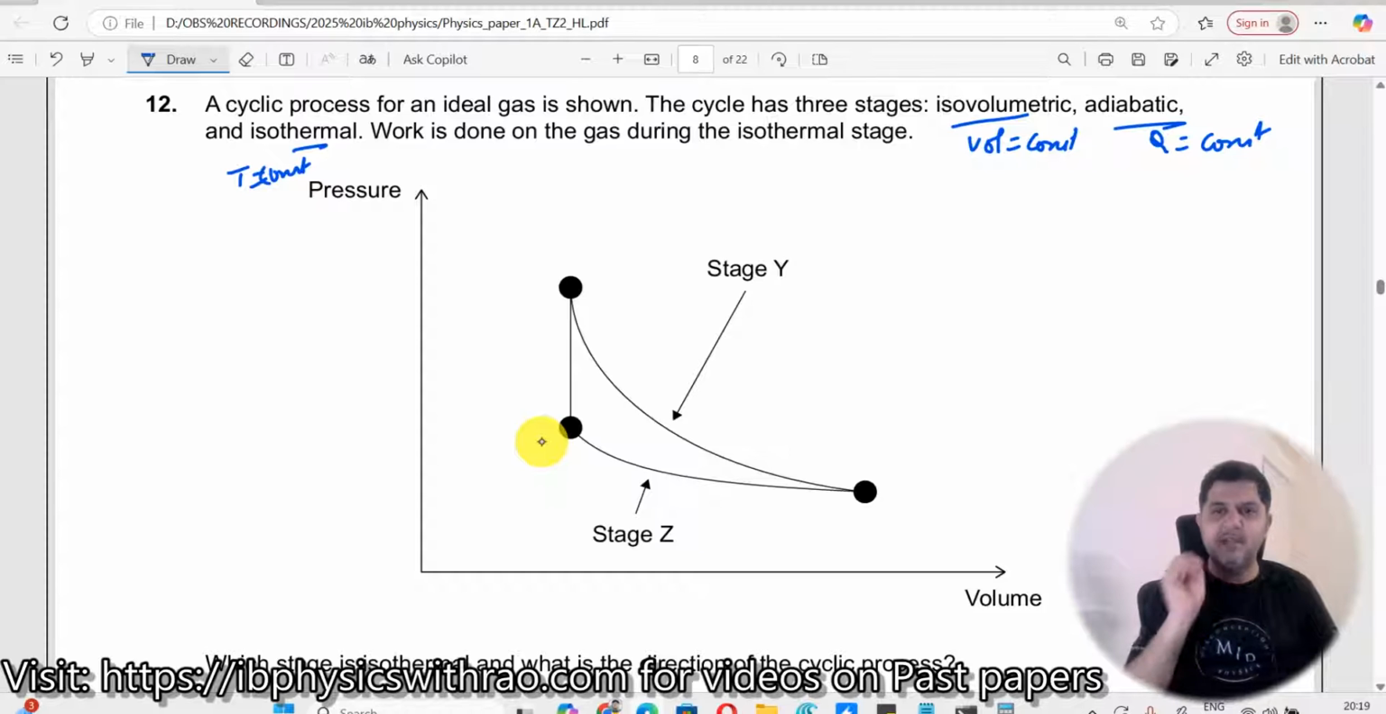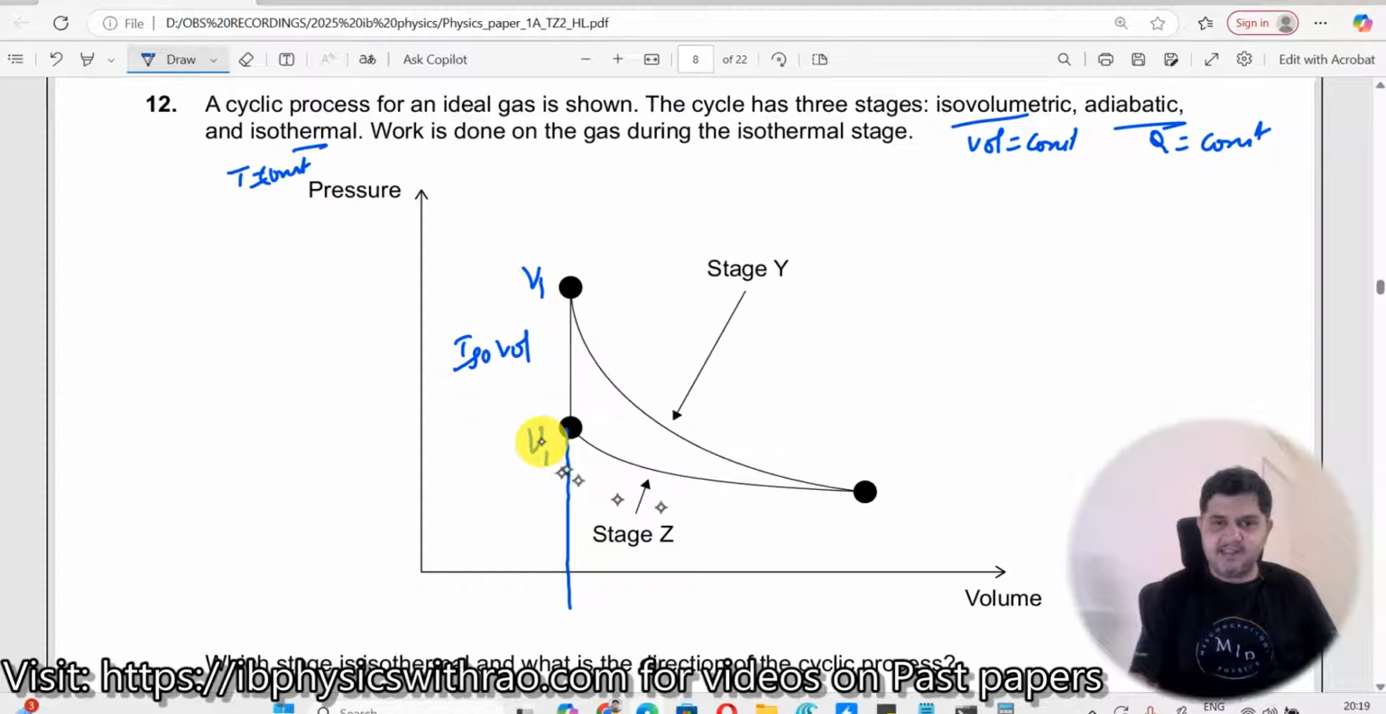But what is visible to us? This is visible to us. See, this line is visible to us. You see, this volume here, let us say it is V1. Here also it is V1 only. The x coordinate is volume. Volume will not change. Okay, volume is not changing. So this is definitely your isovolumetric process.